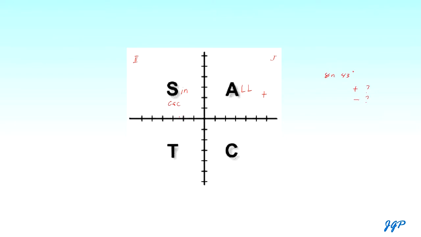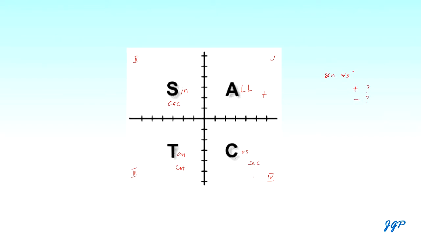For quadrant 3, we have letter T, meaning that is for the tangent. And its reciprocal, the reciprocal of tangent is cotangent, meaning the tangent and cotangent are positive in the third quadrant. The rest, they are negative. In the fourth quadrant, we have letter C, that is for the cosine. And the reciprocal of our cosine is secant. Meaning, the cosine and secant are positive in quadrant 4. The rest, they are all negative.